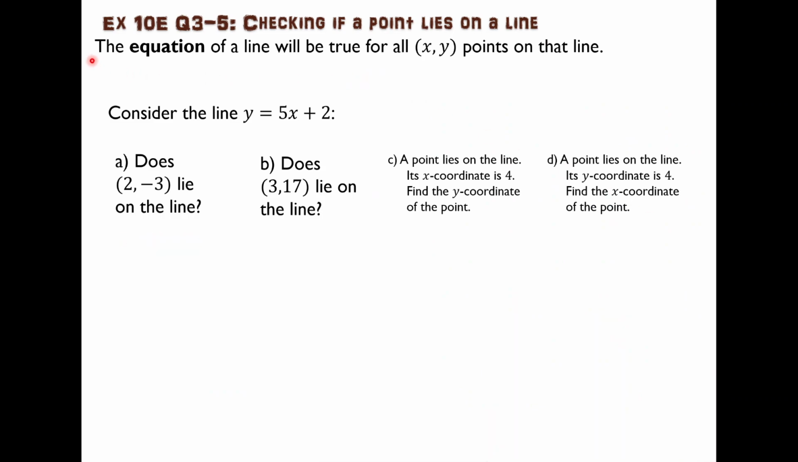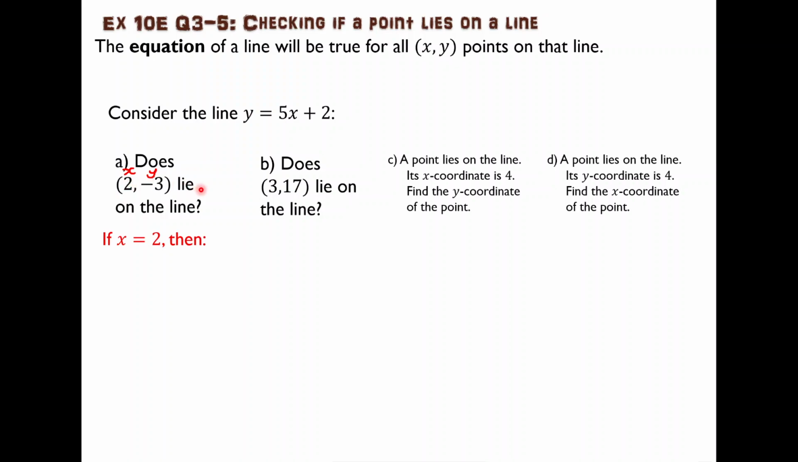As an example, I've just said the equation of a line will be true for all x, y points on that line. So if I have a line where the equation is y equals 5x plus 2, and I want to figure out if this point, x is 2, y is negative 3, lies on the line, I can substitute. Just to see where I got that from, that's x, and that's y. There we go. Cool. So if x is 2, let's see if we get a contradiction or not.